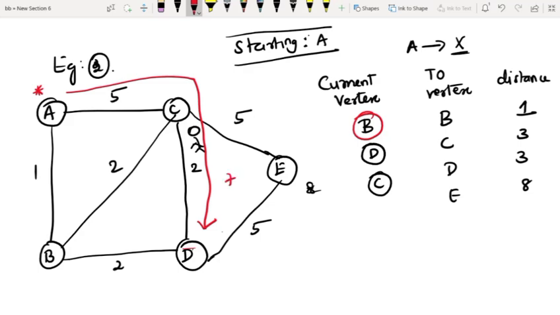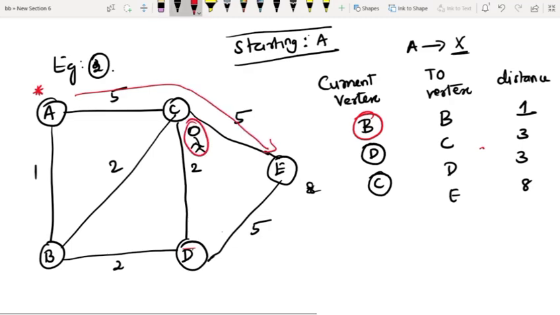So 7, whether 7 is less than 3? No, right? The previous value is 3, 7 is not less than 3, so let me not update it. And I have to move to E now. From A I have to go to E through C, because C is my current node. So 5 plus 5 is 10. Whether 10 is less than 8? No. 10 is not less than 8, so let me ignore this also and not update it.